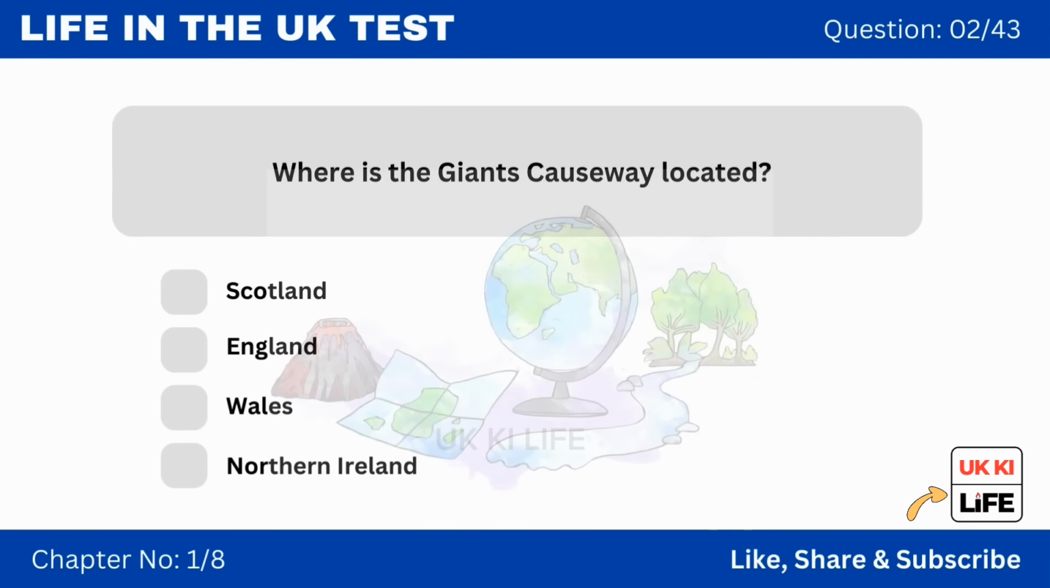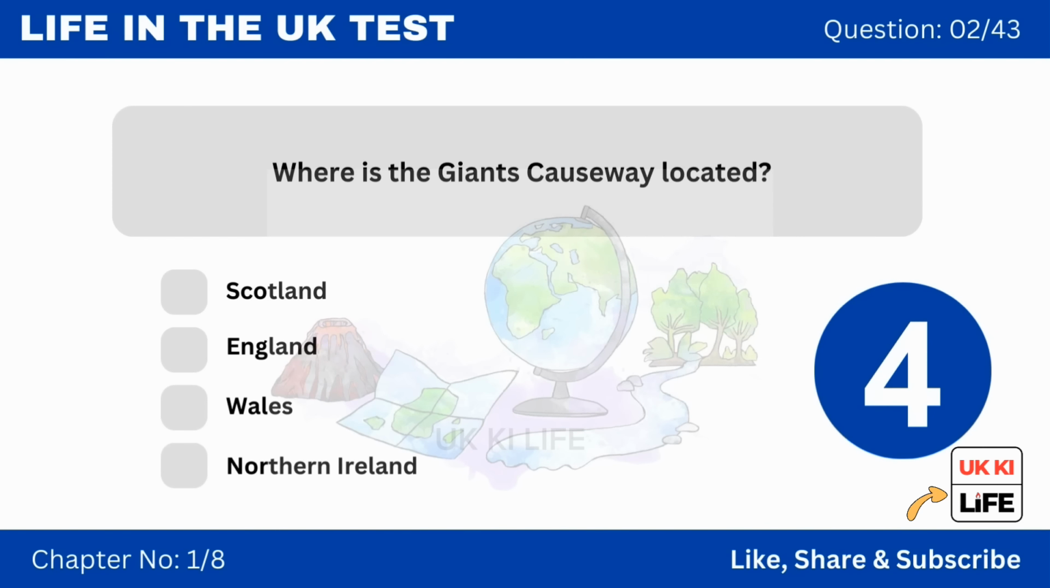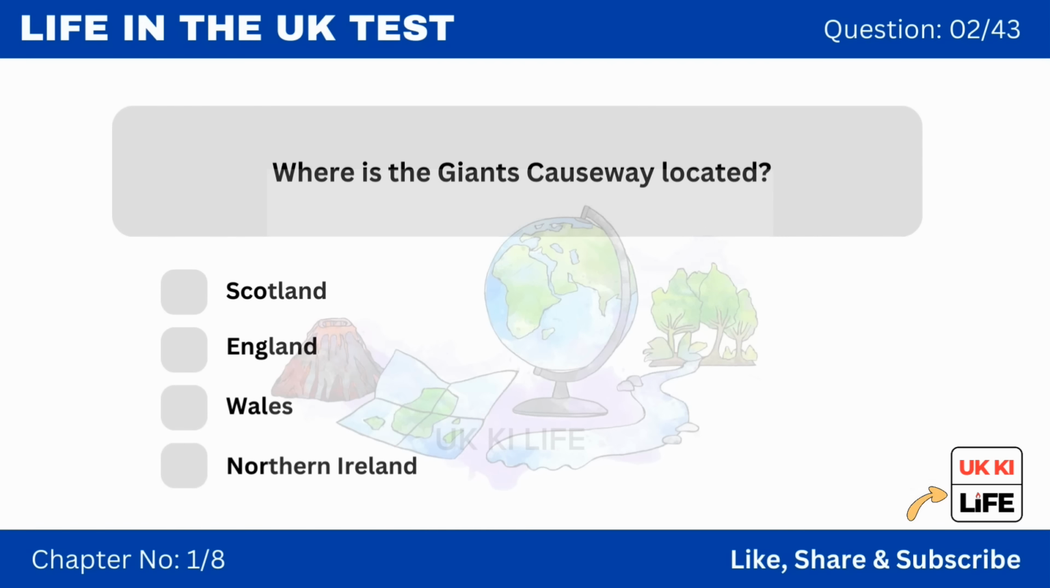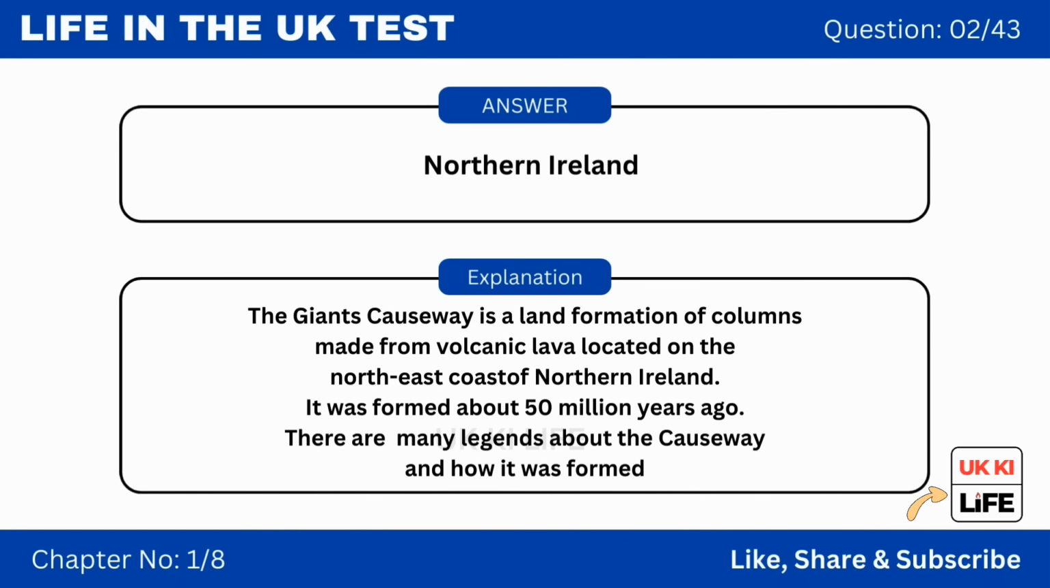Question 2. Where is the Giant's Causeway located? Scotland, England, Wales, Northern Ireland. The correct option is D. Explanation. The Giant's Causeway is a land formation of columns made from volcanic lava located on the northeast coast of Northern Ireland. It was formed about 50 million years ago. There are many legends about the causeway and how it was formed.